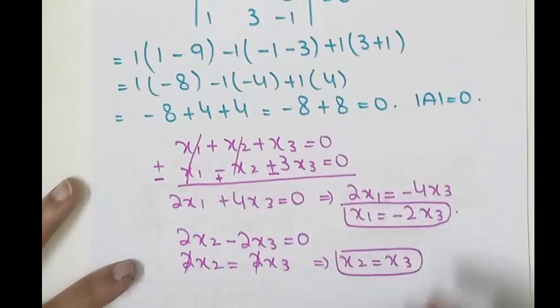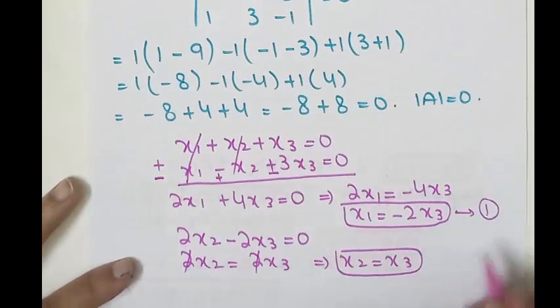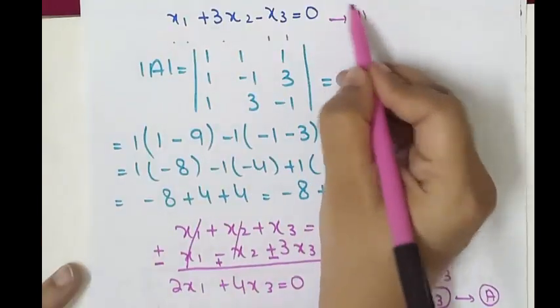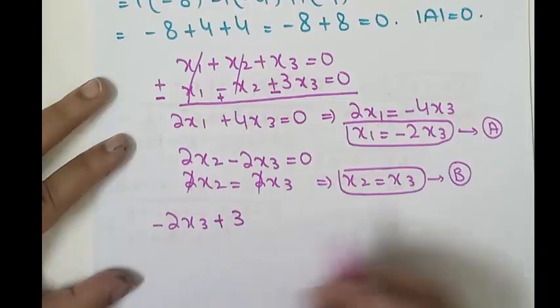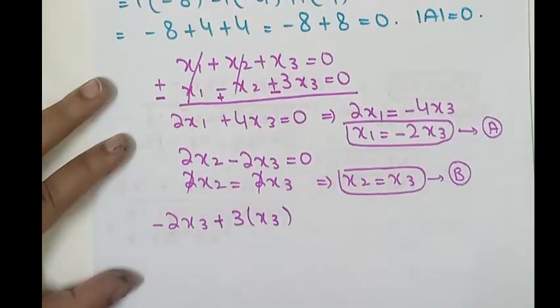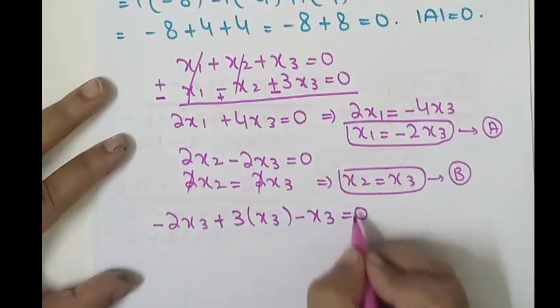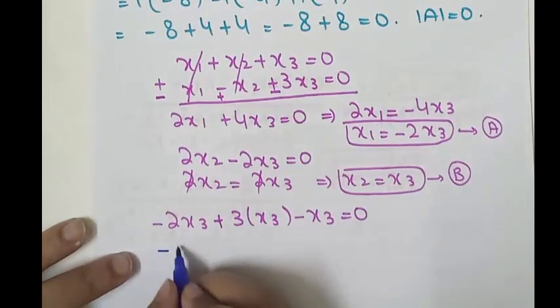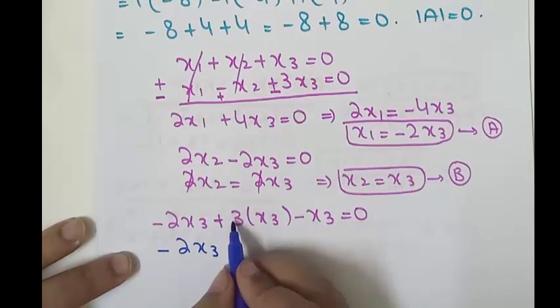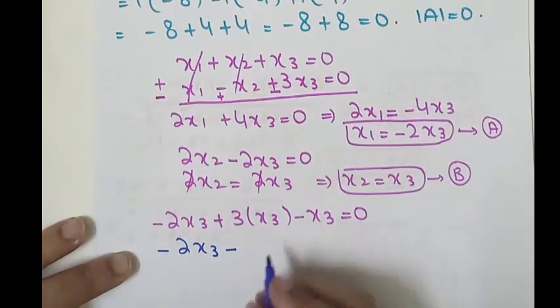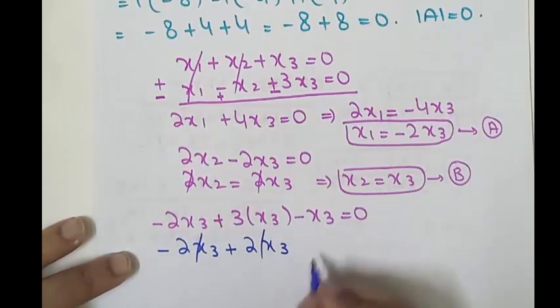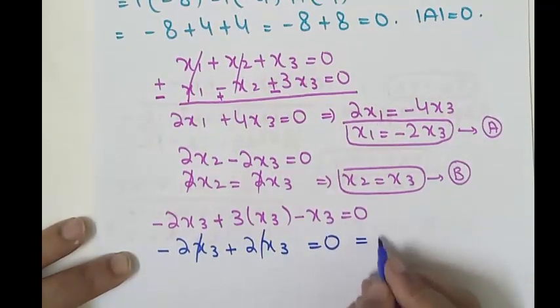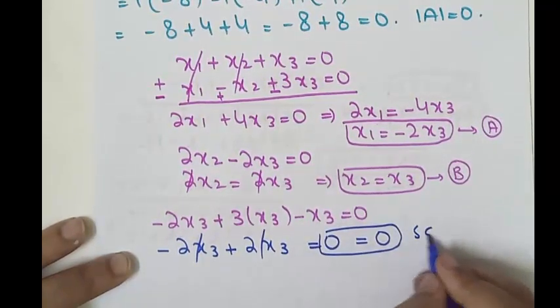Okay, so now putting these two values, this A and B, in this third equation, plus 3 times x2, which is equal to x3, minus x3 is equal to 0. We have minus 2x3 plus 3 minus 1, which is equal to minus 2 plus 2x3. So minus 2x3 plus 2x3 equals 0. So 0 is equal to 0. It means satisfied.